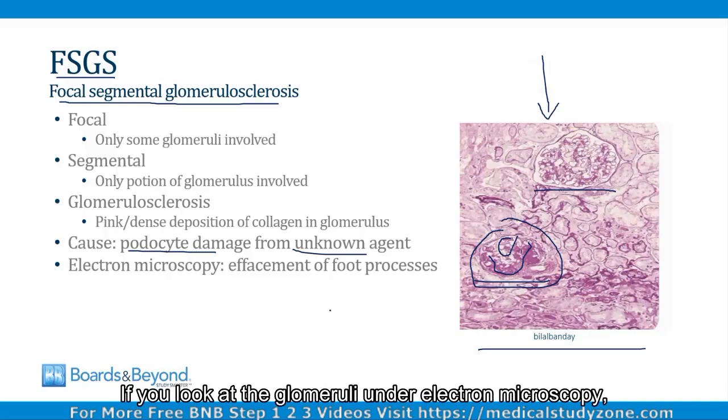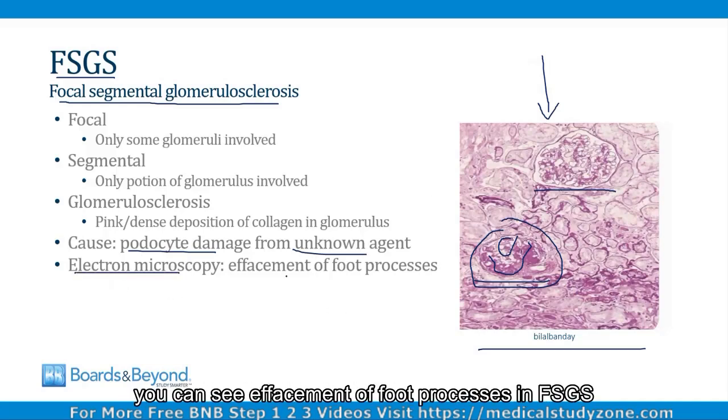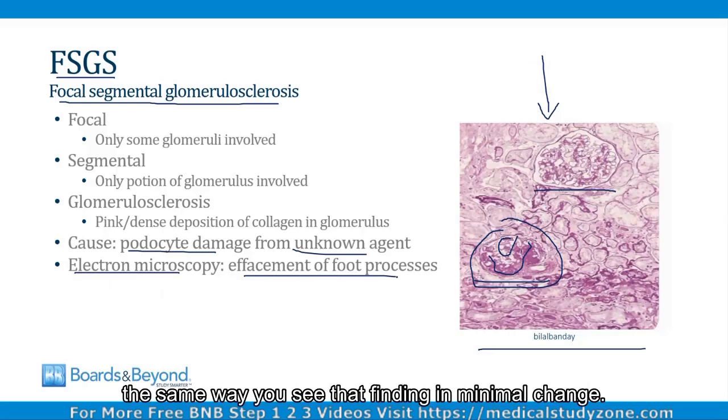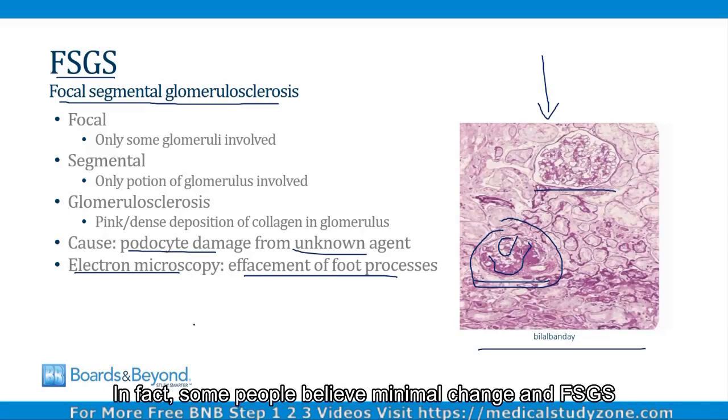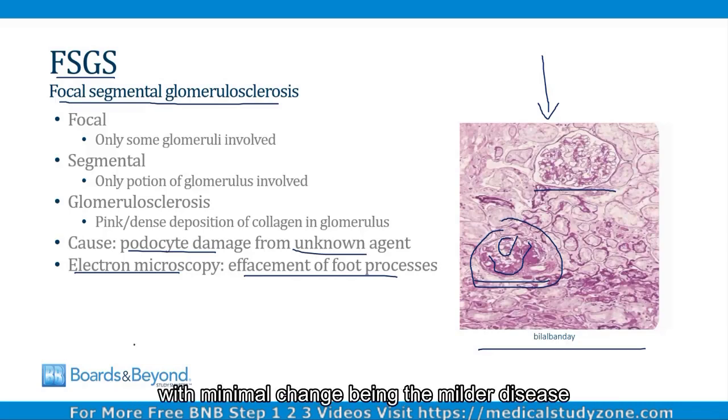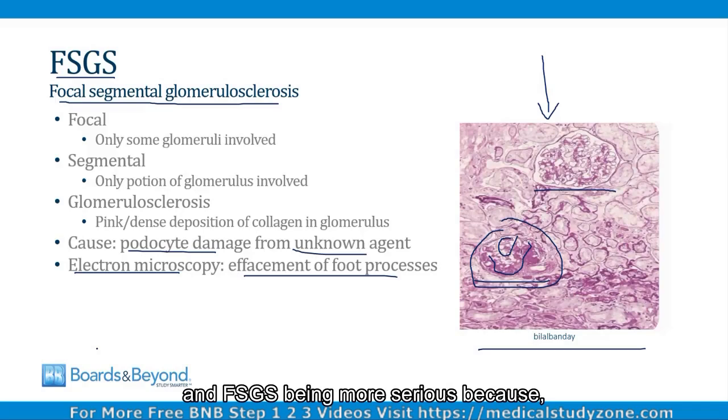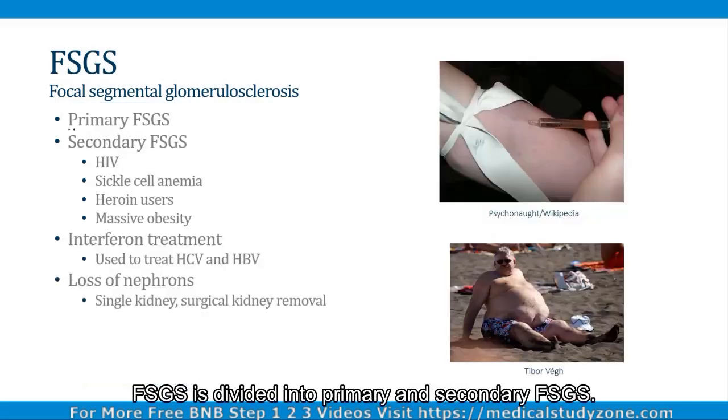If you look at the glomeruli under electron microscopy, you can see effacement of foot processes in FSGS the same way you see that finding in minimal change. In fact, some people believe minimal change and FSGS are part of a spectrum, with minimal change being the milder disease and FSGS being more serious, because as we'll see in a few slides, FSGS often leads to chronic kidney disease. FSGS is divided into primary and secondary FSGS.